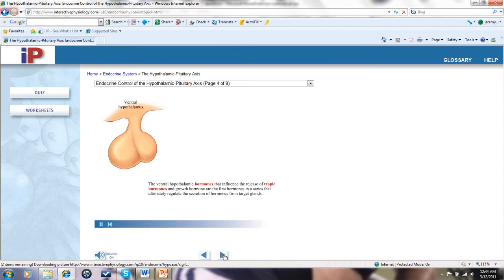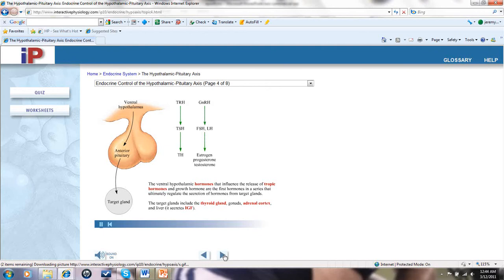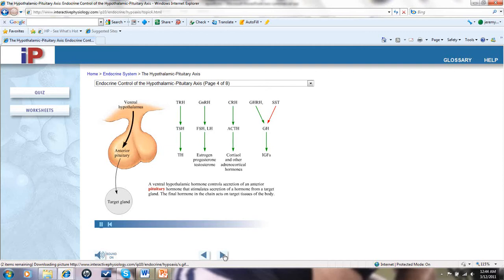The ventral hypothalamic hormones that influence the release of tropic hormones and growth hormone are the first hormones in a series that ultimately regulate the secretion of hormones from target glands. The target glands include the thyroid gland, gonads, adrenal cortex, and liver. It secretes insulin-like growth factor. A ventral hypothalamic hormone controls secretion of an anterior pituitary hormone that stimulates secretion of a hormone from a target gland. The final hormone in the chain acts on target tissues of the body.